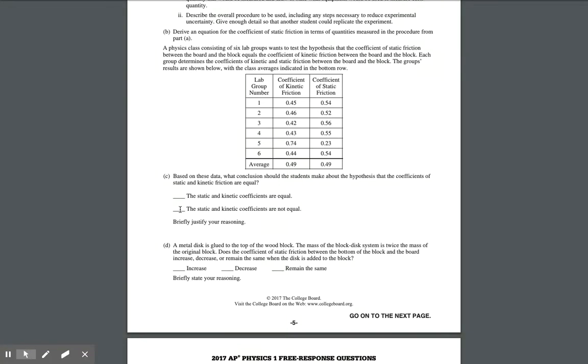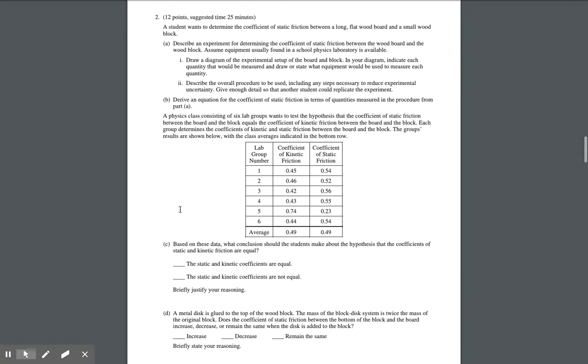So what I want you guys to do is to try this problem. I would spend 25 minutes on it. Complete as much of the problem as you can in 25 minutes. You can either print out this page and do it on the page or do it on lined paper.